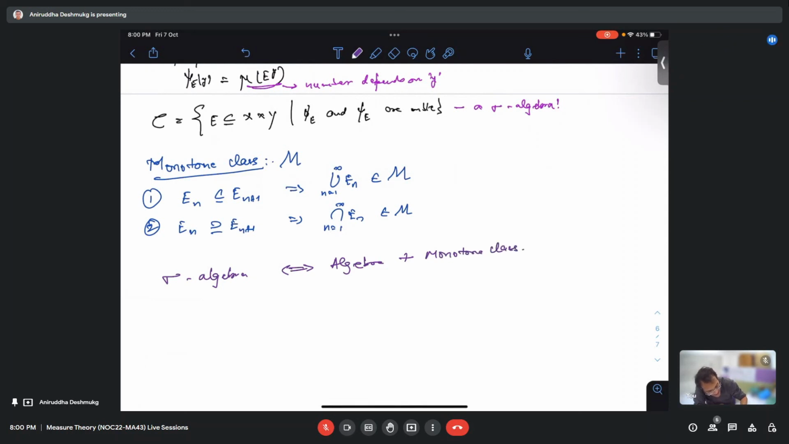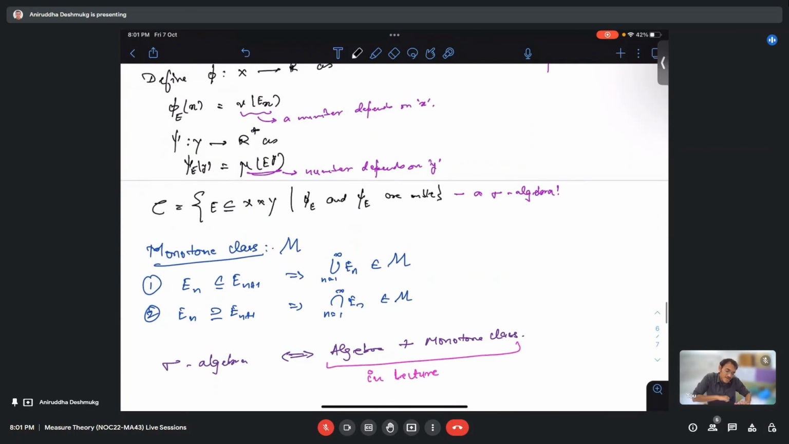Right. So I think in the lectures we are following this. I think it's easier to show that it's an algebra, if I'm not wrong. Then yes, it is easier to show it is an algebra. That is true. Algebra only requires finite unions. Yes. So we have to show that C is an algebra, and we have to show that all the ENs that are contained in C are monotone classes. Correct. And hence C is a sigma algebra. Right. That is the process we have used in the lectures.